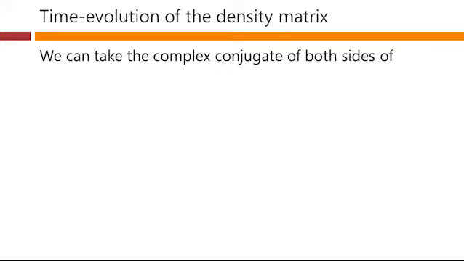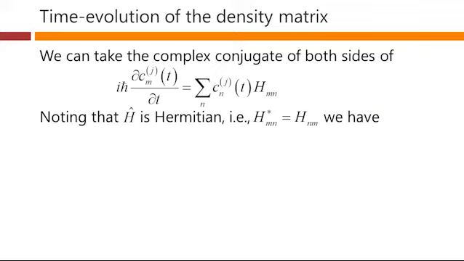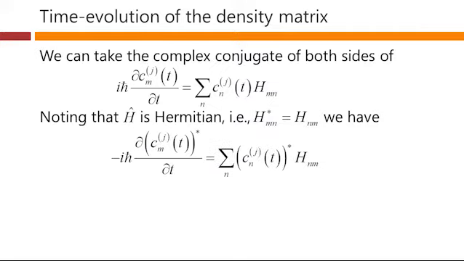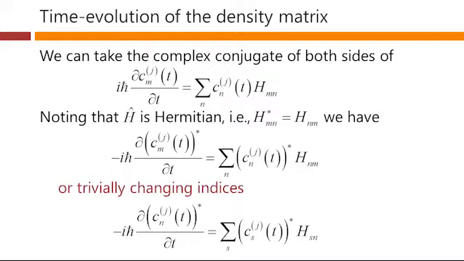We can take the complex conjugate of both sides of this expression here, noting that H itself is Hermitian. That means the matrix elements obey this relation, that H star mn is the same as H nm. We have this version, the complex conjugate of this leads to all of this here. Or trivially changing indices, which will be more convenient later on, we'll talk about Cn here, and we'll sum perhaps over some index S instead. So we're just changing indices, there's no change in the physics. It will be more convenient later on not to be summing over n here, so we'll have some other index.